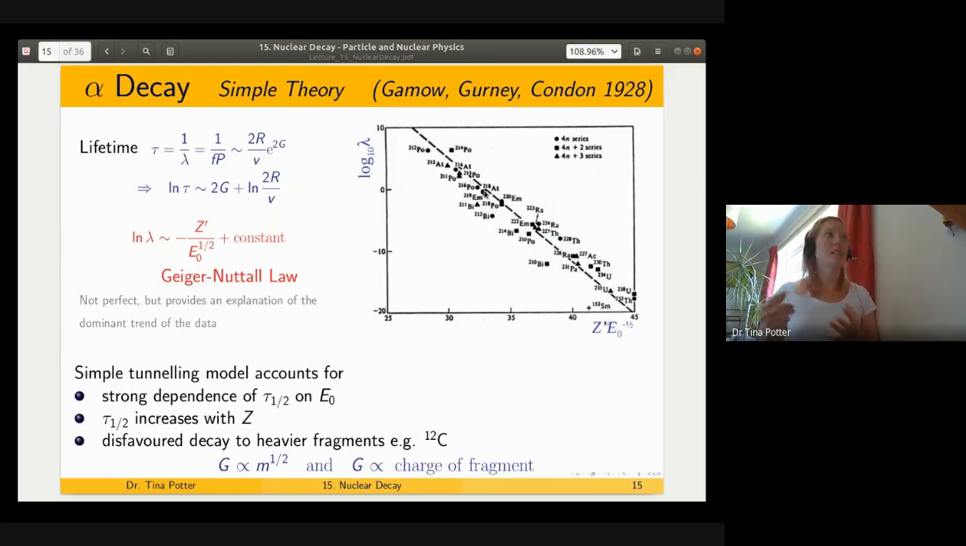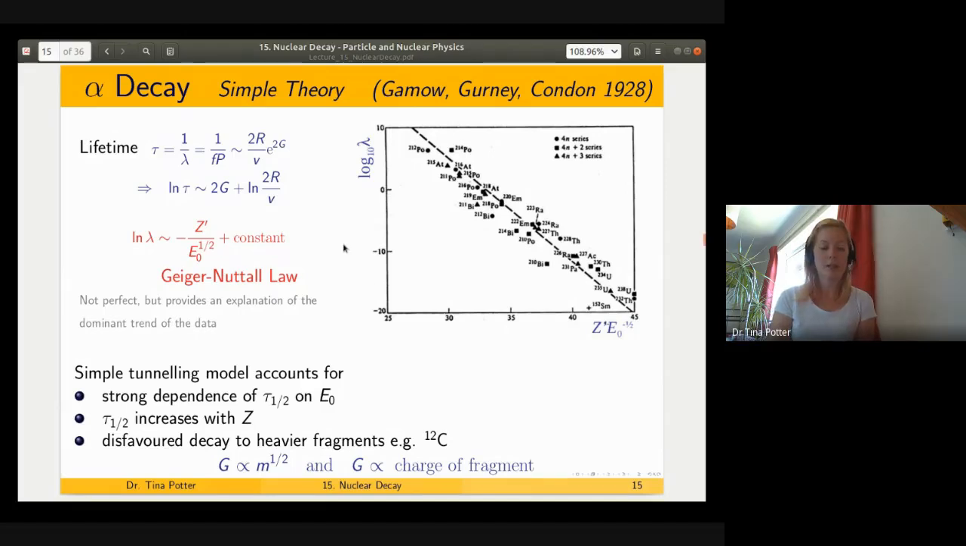Now, this is a very simple approach that we've taken for the trial frequency and the probability here, and it does account for our strong dependency. It's quite good. We're definitely seeing that our half-life increases with the number of protons in a nucleus, and it's also explaining why we don't have decays to heavier fragments, heavier than a helium nucleus, 2 protons and 2 neutrons.